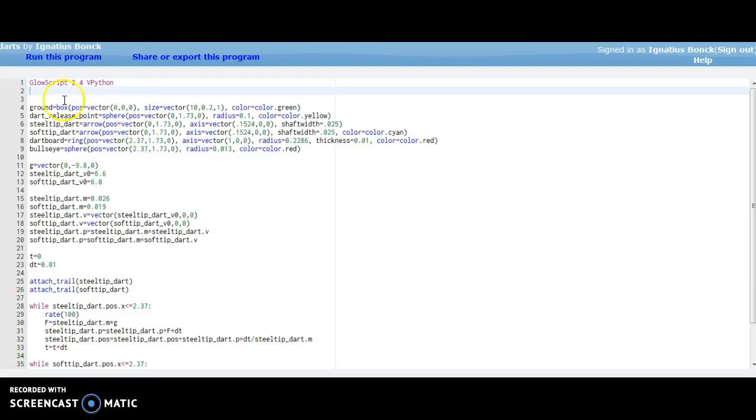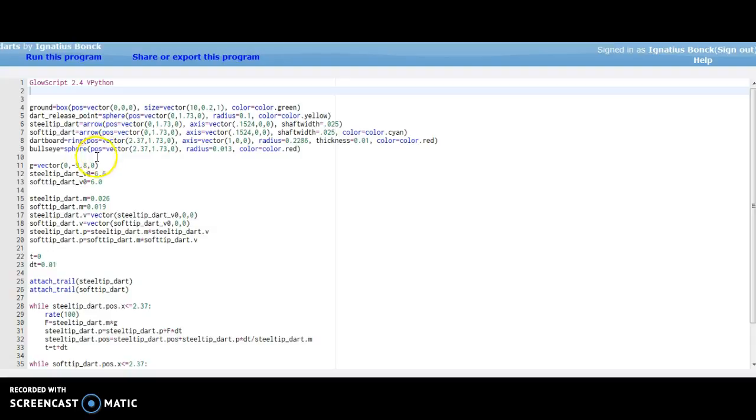The first thing I did was put in a few definitions and some objects as well. We have the ground at 0. We have a dart release point at 0. It was released at about my eye height, and I have two different darts, a steel tip dart and a soft tip dart. I wanted to try both of those out, and those are set at the dart release points. Next, we have a dartboard and a bullseye, both in red, placed at the regulation height and distance away from us. I also included the radius of each one.